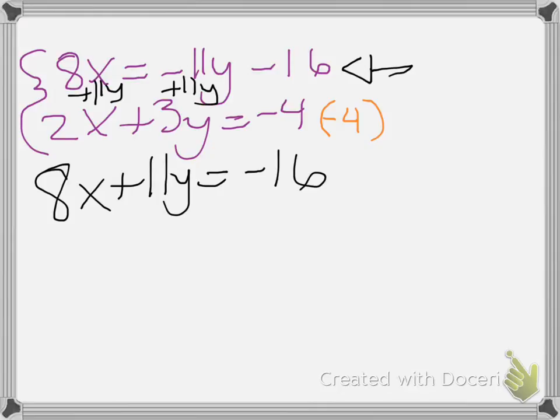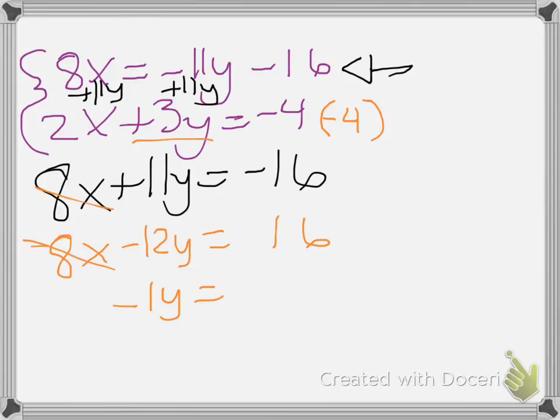So negative 4 times 2x would be negative 8x. Negative 4 times 3y would be negative 12y. And then negative 4 times negative 4 is positive 16. Alright, so that eliminates my x's. And 11y minus 12y would give us negative 1y.